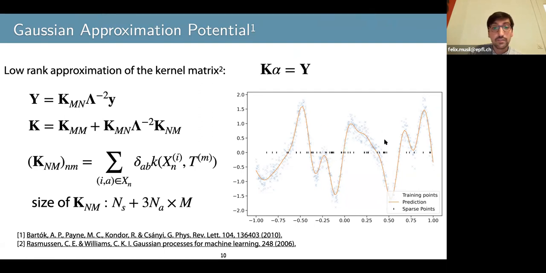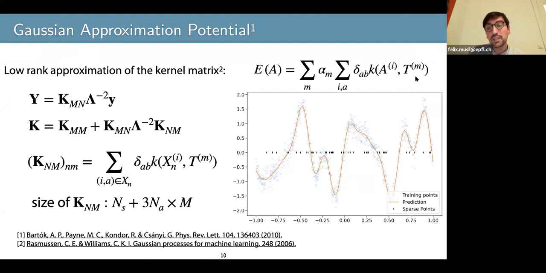And we still have all the information from the rest of the data set, which allows us to still fit the target function very well. The essential aspect is that instead of having to invert a gigantic matrix, it's only an M by M matrix, M being the number of sparse points, which is typically much, much lower than the number of atoms in the data set.